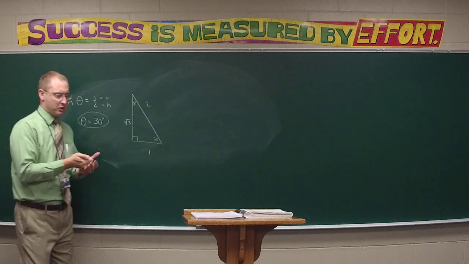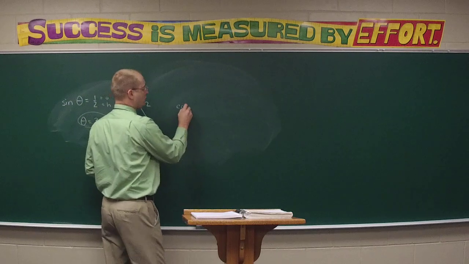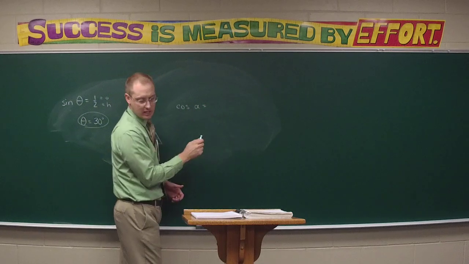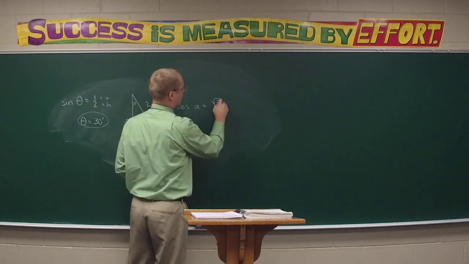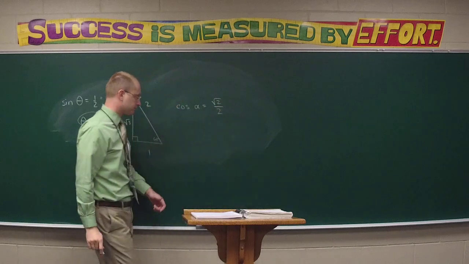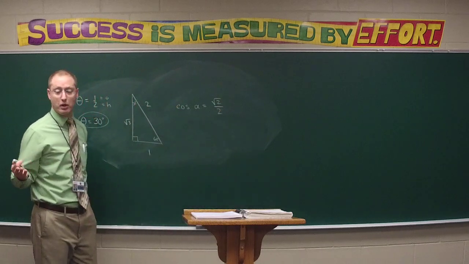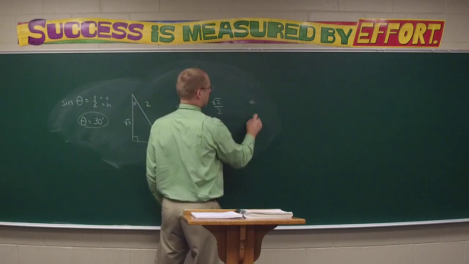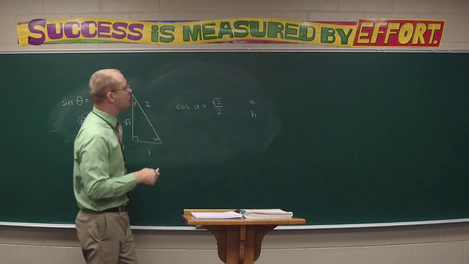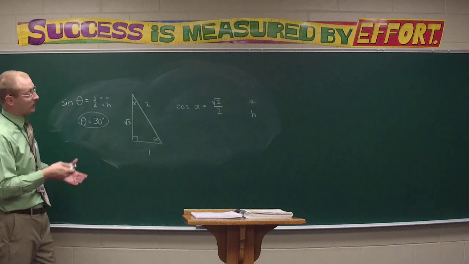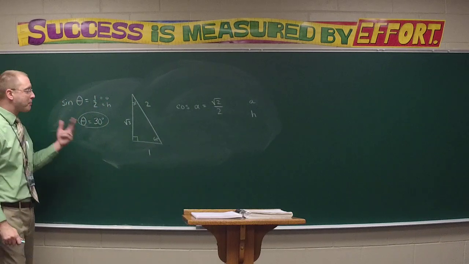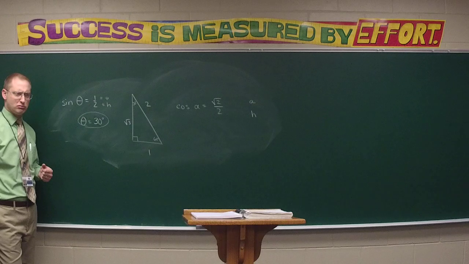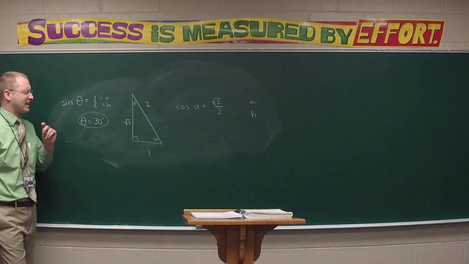How about this? Write this one down. Suppose we knew that the cosine of alpha is square root of 2 over 2. We know cosine's what over what, class? Adjacent over hypotenuse. Do we have a special triangle for which a leg is square root of 2 and the hypotenuse is 2? No. But wait a second.